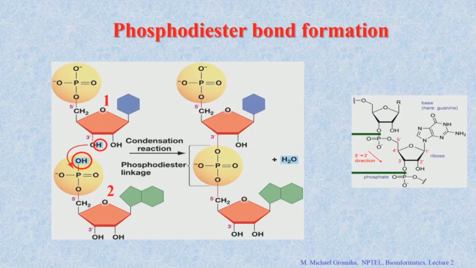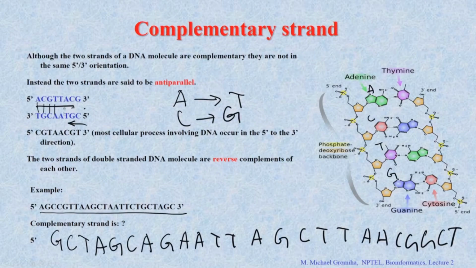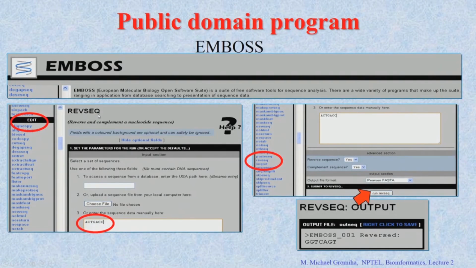And then they form the phosphodiester bonds, which have 2 ester bonds. So, this is how they have the sequence. Then why is the pairing between A and T and G and C? Space constraints as well as the chemical groups. These are 2 different aspects of why this pairing is important. If we have a single strand, how do we get the complementary strand? You have to get the reverse complement. You get the complement and then reverse it, and then you will get the reverse complement. There are several programs available in the literature; EMBOSS is one of the suites. So, we can use it for this.